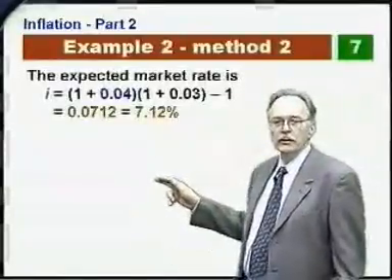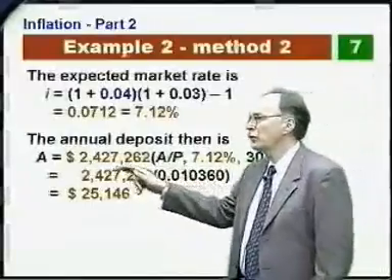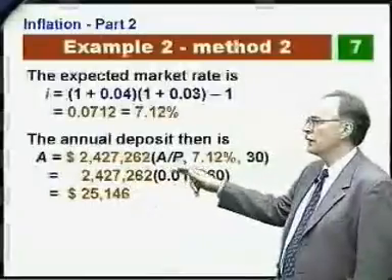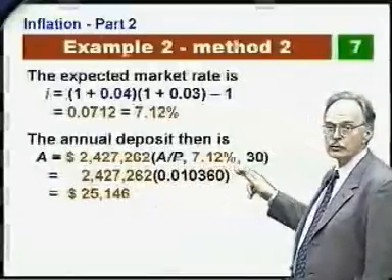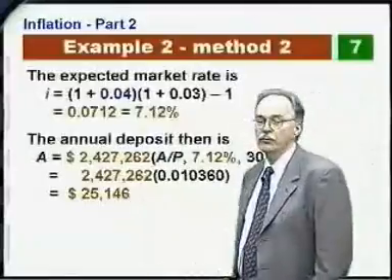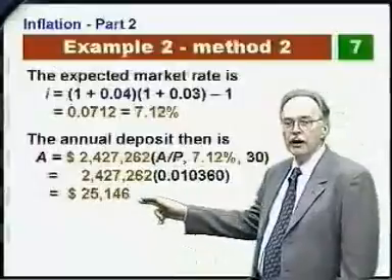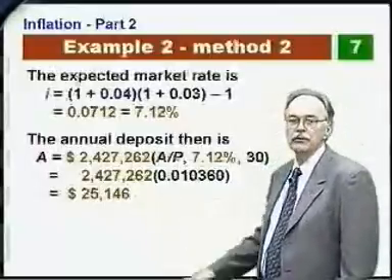And then we compute the A/F factor from that: 2,427,262 multiplied by A/F at 7.12% for 30 years. That's going to give us $25,146. That's in actual dollars, and we would deposit those actual dollars each year.